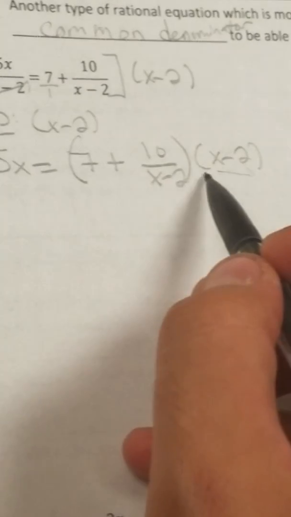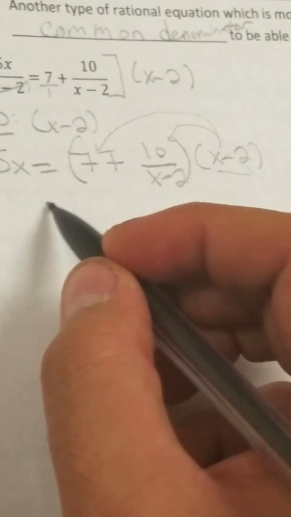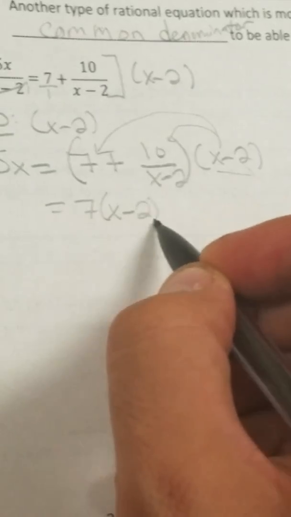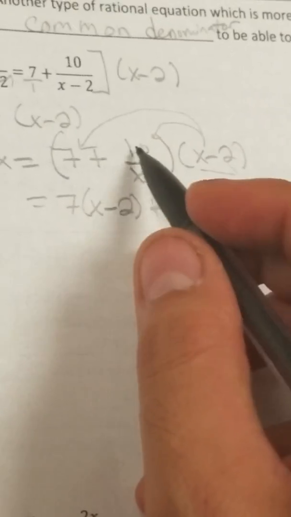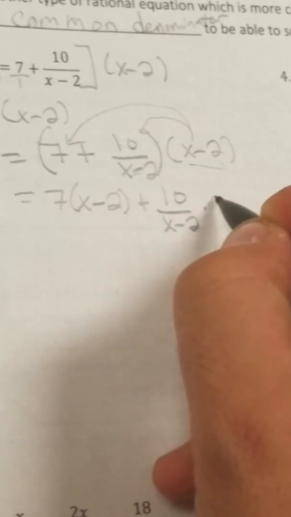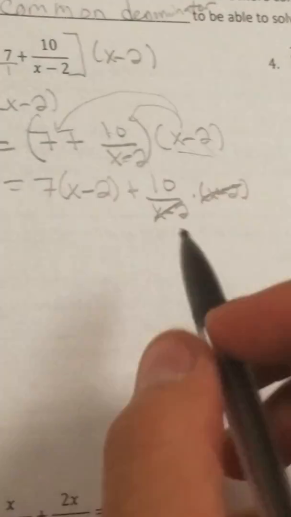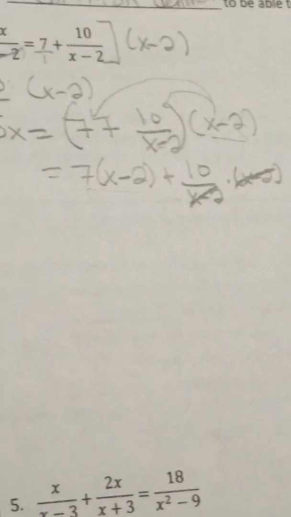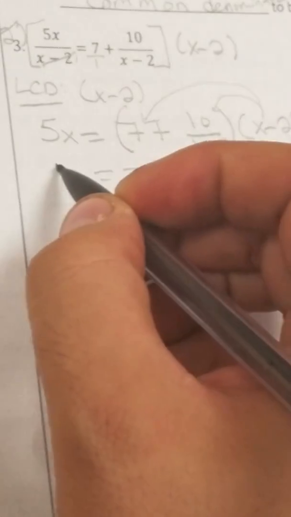But you got to remember that you got to distribute it to this guy as well as to this guy, right? So in this case, the 7 needs to be distributed with the x minus 2. Now, for this part, we have this times x minus 2, but it cancels, so I'll show you that. So that gets distributed with x minus 2, but this cancels, so there's no more. So now we're left with this part. And then the left side is equal to 5x, so I'm going to write that out.